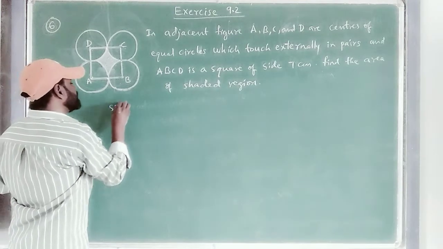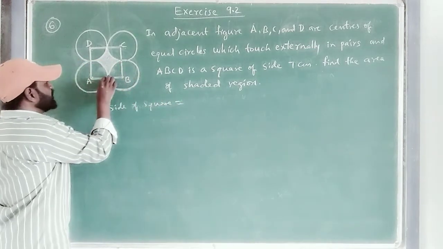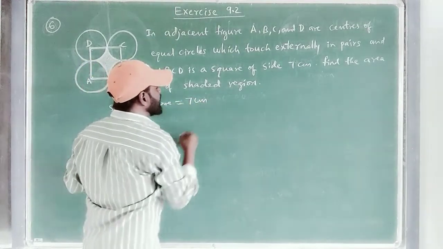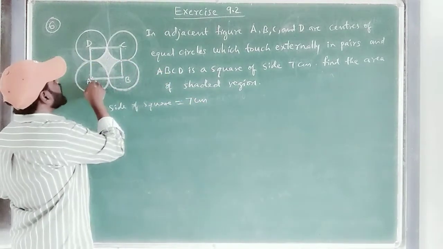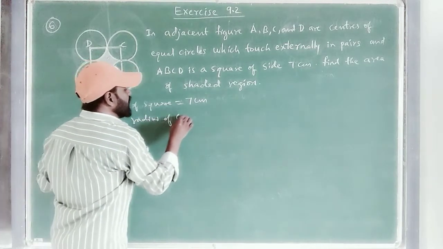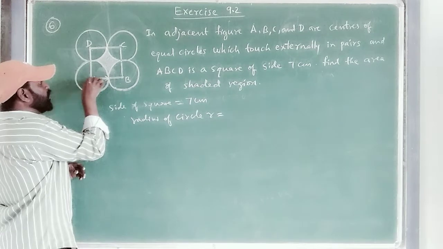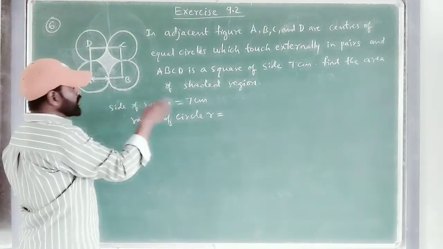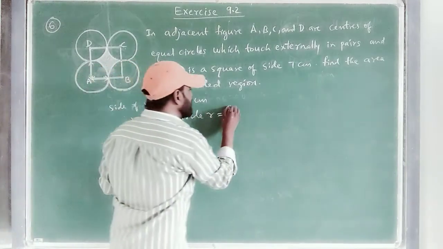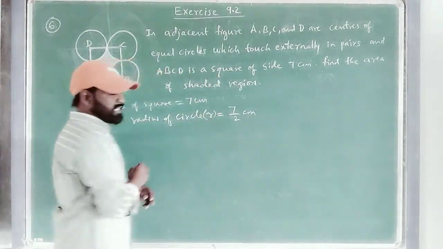Now here, the side of the square will become the diameter of the circle, so the radius is half of it. Side of the square is how much given? 7 centimeters. Now this will become the radius. Radius of circle R is equal to, see, total AB is 7, but I am taking only the half portion. Why? Because this is the radius. Now radius R will be 7 by 2 centimeters.